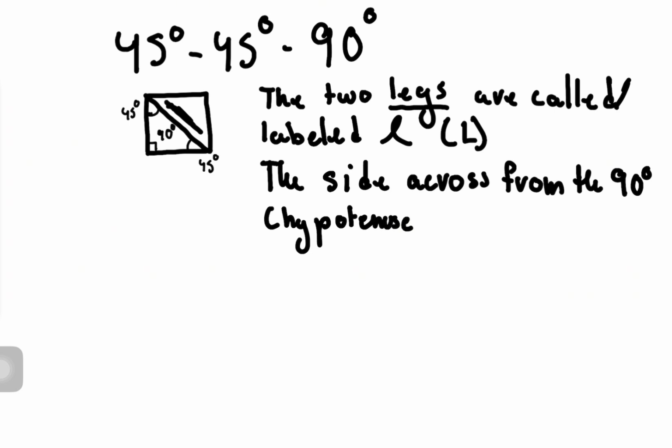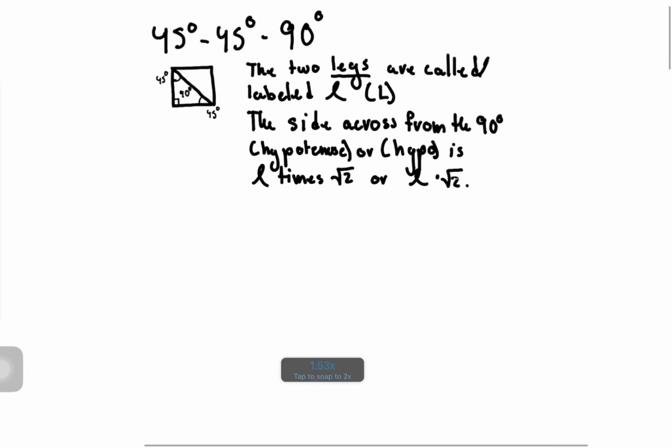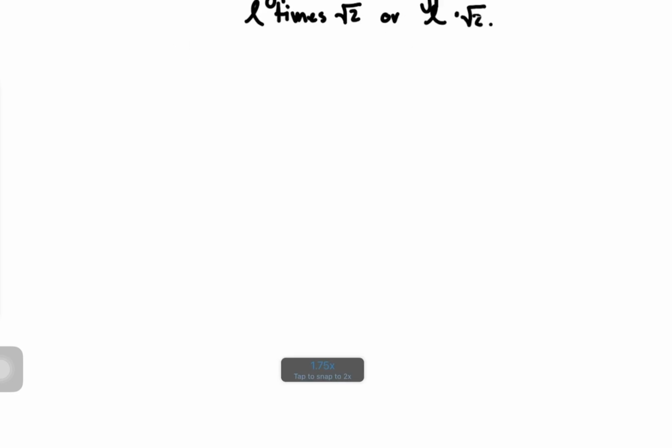So if you're just doing math really quickly, you can also write it that way too. And the equation to find the hypotenuse, if you know the legs, is L multiplied by the root of 2. So to summarize, to find the hypotenuse, you multiply L by the root of 2.